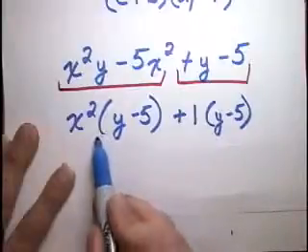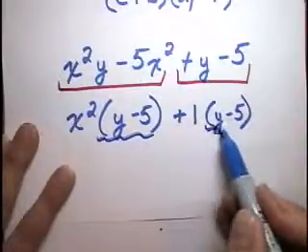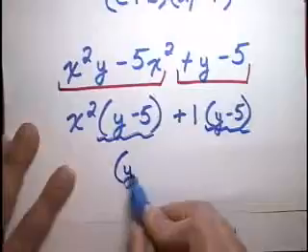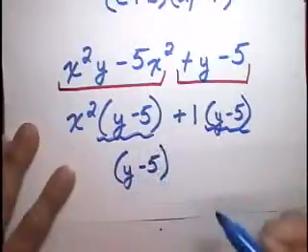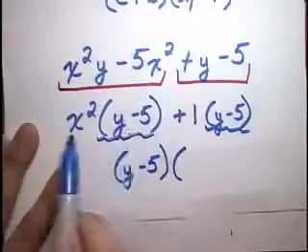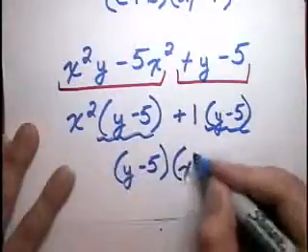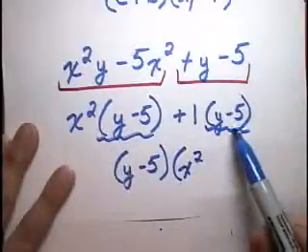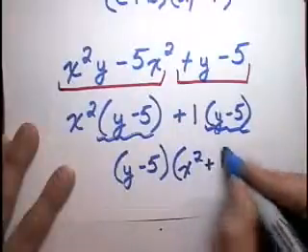So then, to go one more step, I can take the y minus 5 out, because both of those terms have the y minus 5. When I take the y minus 5 out away from here, I'm left with the x squared. And when I take the y minus 5 from this term, I'm left with the plus 1.